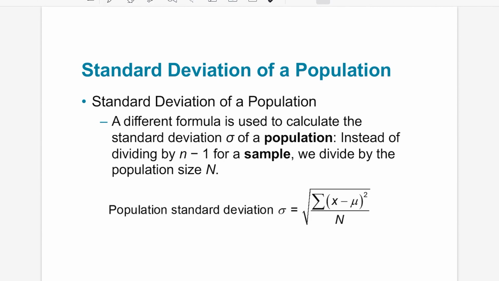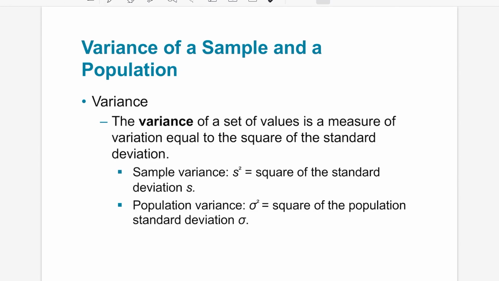To find the standard deviation for a population, we use a similar formula, except for one thing that's different, which is this number down here. So instead of dividing by n minus 1, for the population, we divide by n. So sigma equals the square root of the sum of x minus the mean squared over the population size.